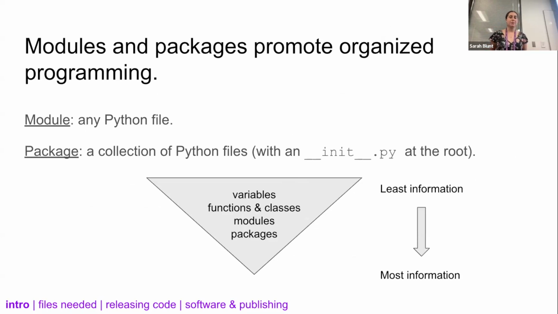This is kind of confusing to people sometimes because a lot of people ask, what do I need to put in my init.py file? There's a lot of things you could put in it, but you don't actually have to put anything. It's just the thing that signals to pip that this is a package. So from least information to most information, we have variables. Then we have functions and classes within one module or within one Python file. Then we have a collection of modules and then a package of the most information.